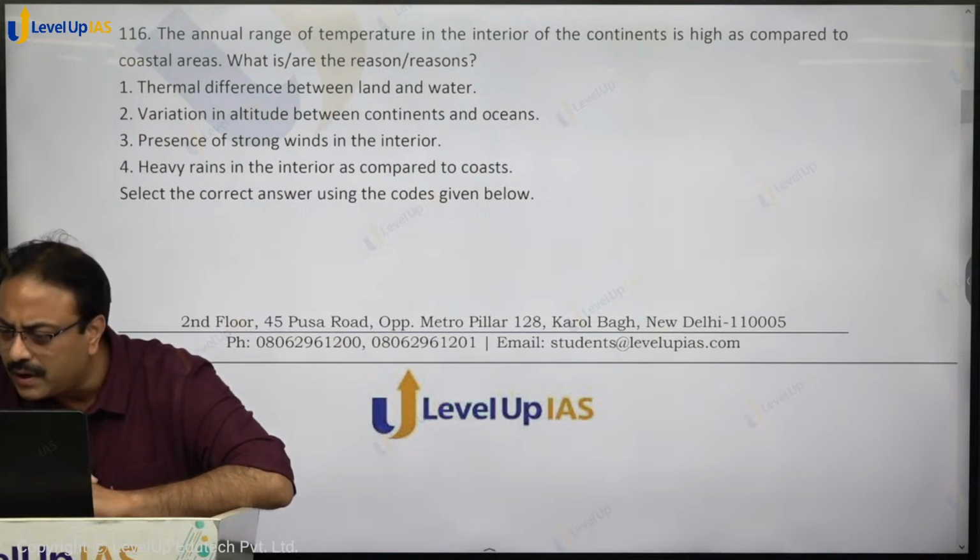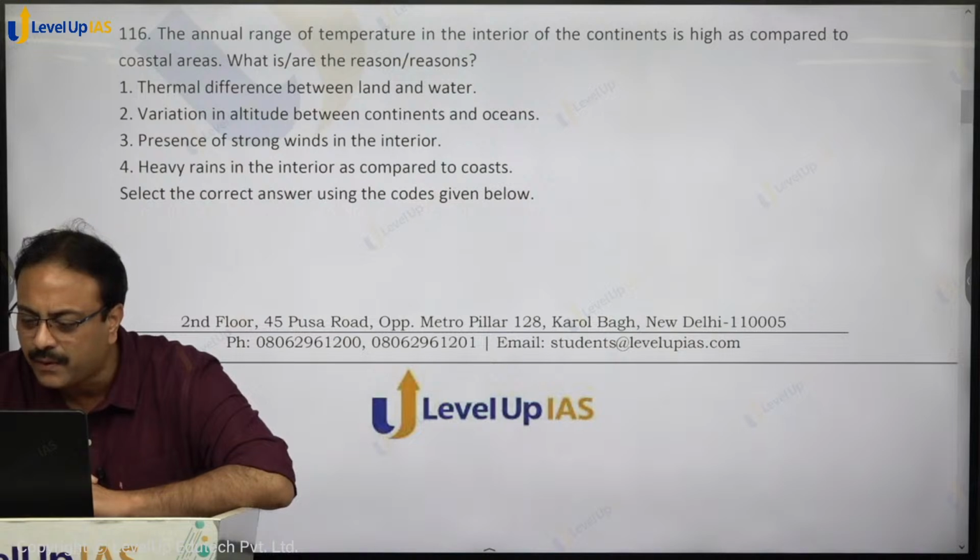Yes, Suraj, the Labrador current mixes with Gulf Stream and forms a fishing bank over there on the eastern coast of Newfoundland.